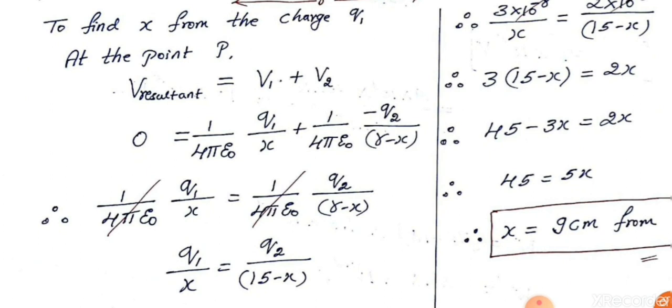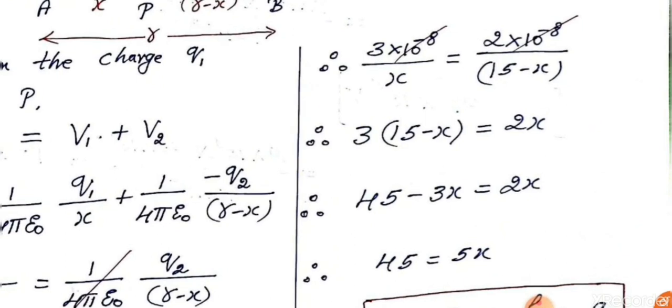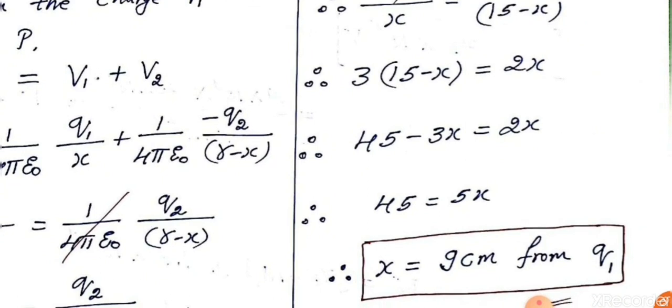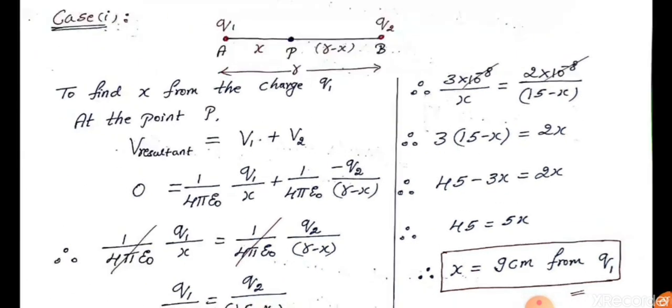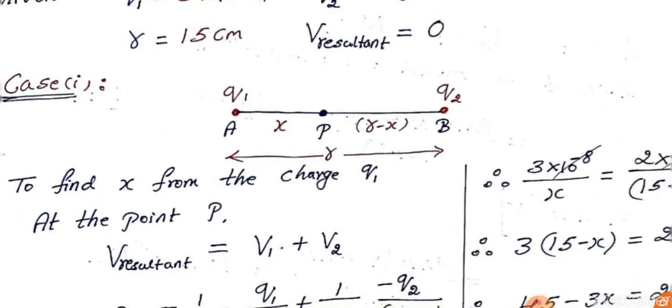Now substitute the q1 and q2 values there. 10 power minus 8 gets cancelled, then cross multiply. After solving we get x is equal to 9 centimeter. The meaning is, from the charge q1 at a distance of 9 centimeter, the point P should be there. At that point the resultant potential will become 0. So this is case 1, where we took the point P in between the two charges.